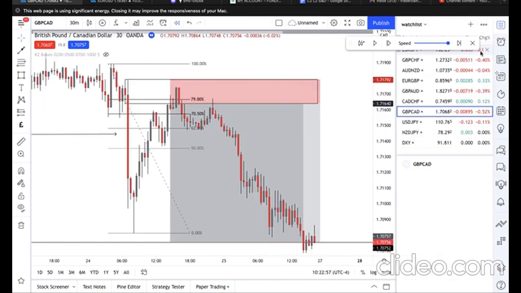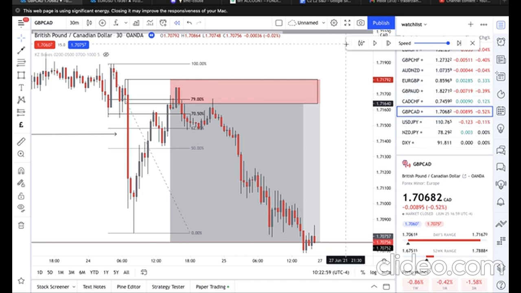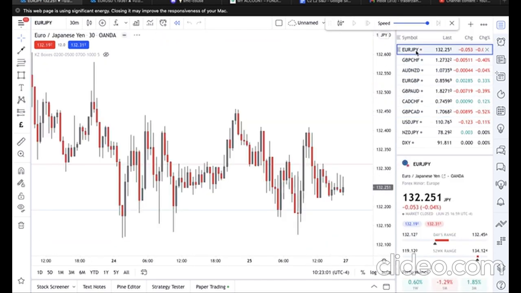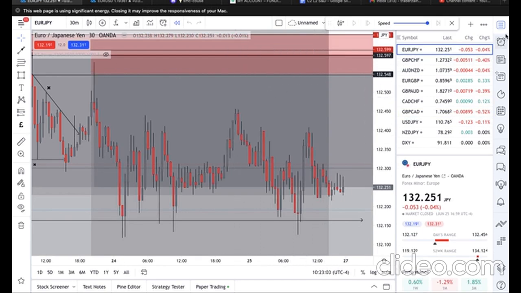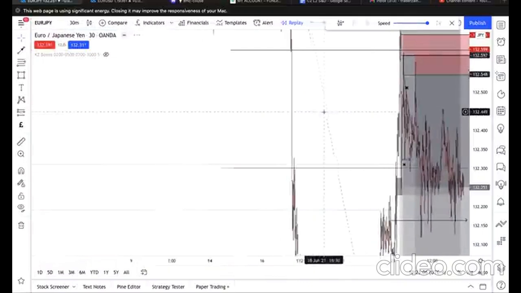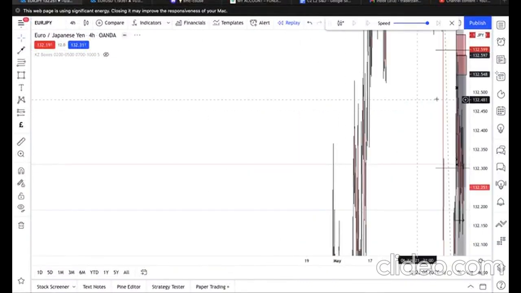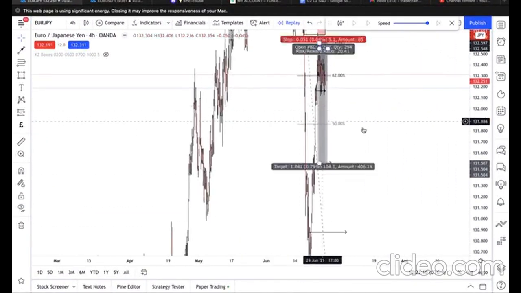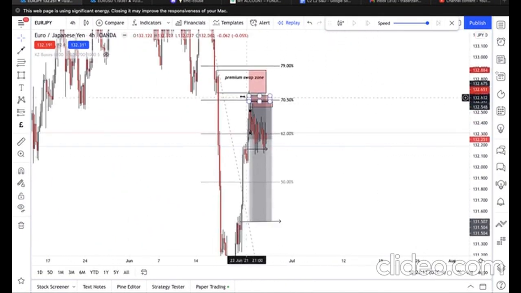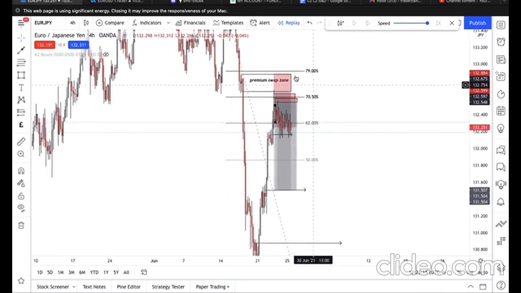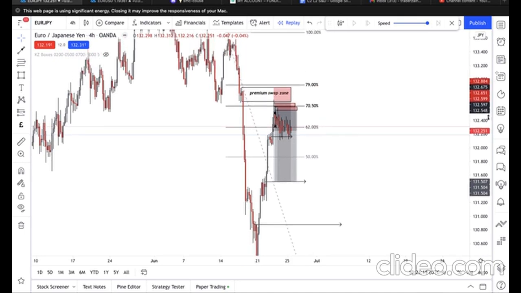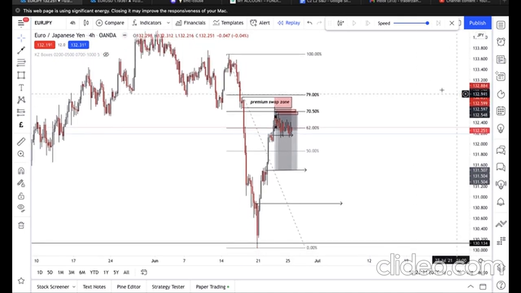Now let me show you guys another example. Euro JPY. This is a trade that hasn't played out fully yet, but we're in the blues. As you can see, only now it's starting to make a move, right? So why did I take entry of this premium supply? Now, this is the whole swing point. This is the swing high, this is the swing low. Now look at this zone that I have marked out over here.